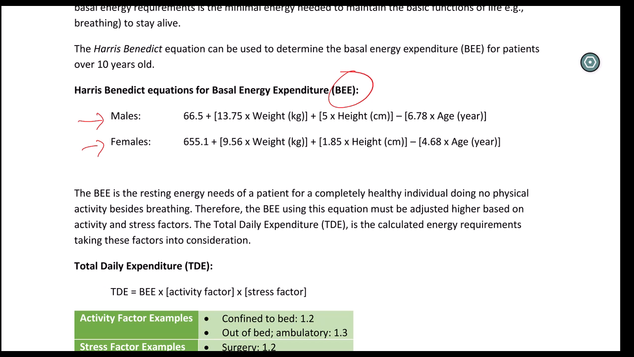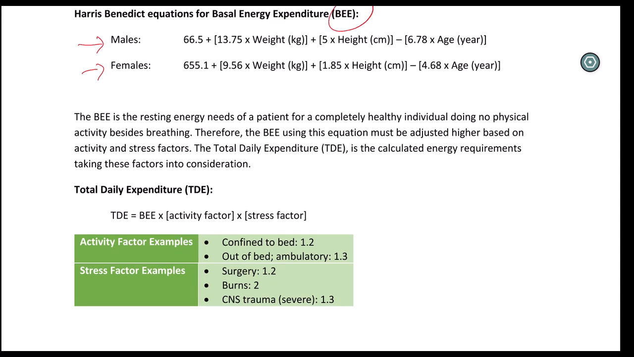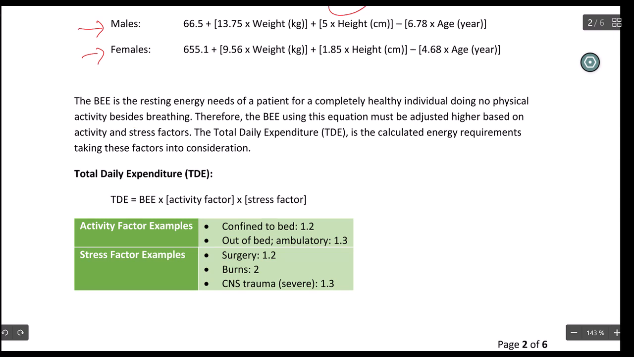All right. So the basal energy requirement is the resting energy need. This isn't a person moving around. This is a person that's really not doing anything but just breathing. That's what the basal energy requirements are. And the basal energy requirement, the basic, is going to be adjusted for higher needs in terms of their activity or other types of stress levels.